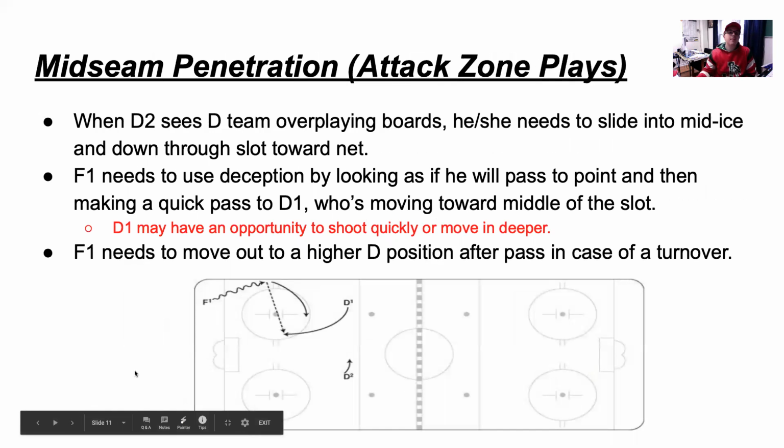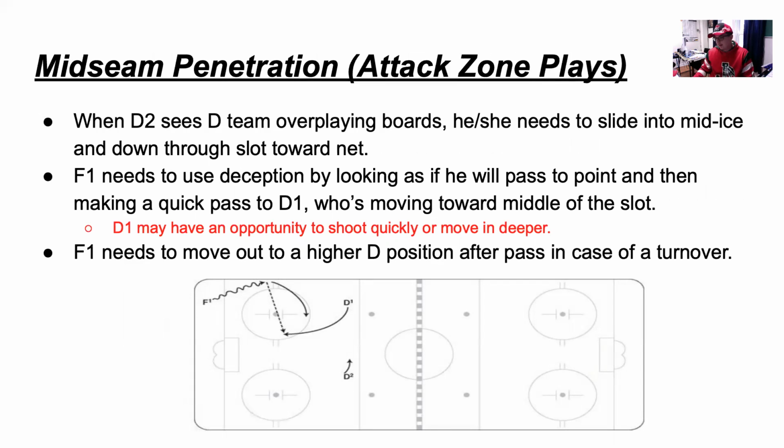And we had the mid-seam penetration, which is another attacking zone play. So in this scenario, when D2 sees the D team overplaying boards, he or she needs to slide into mid-ice and down through the slot toward the net, because this will create more open space and you can get a great shot, a quick shot too. You have enough time and the space in the world to do it. It depends, and you're making the D move. So the D may be smart enough to know not to move. So you have to play this out.